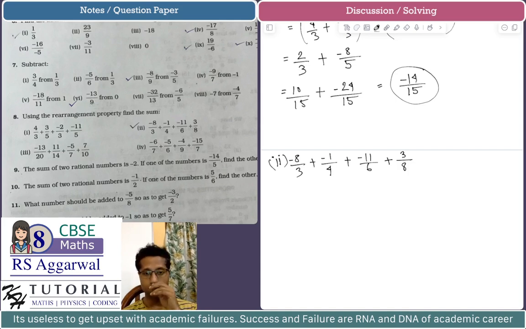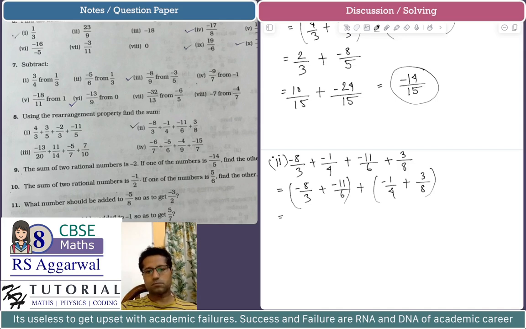Now the steps of calculation will be a little more. It's wiser to group the rational numbers so that, in this case where all the denominators are different, all the denominators in the same group have HCF not equal to 1. So based on this, I will group minus 8 by 3 and minus 11 by 6, and the other group will be minus 1 by 4 plus 3 by 8.